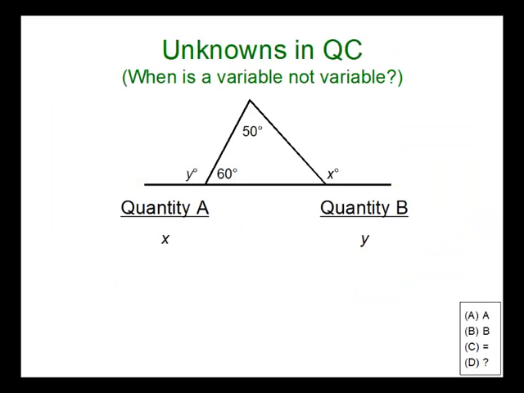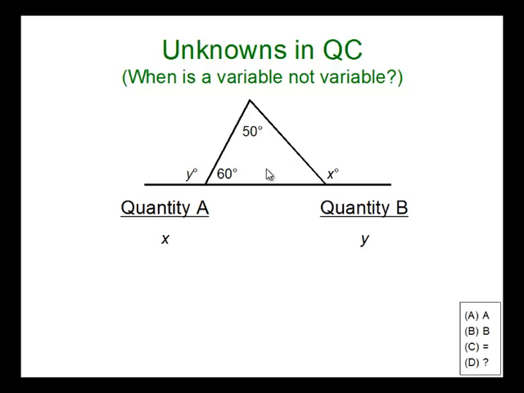Now, there are some QC problems where it looks like you've got a variable, and up to now, we've just been throwing numbers in. But here we've got a picture to work from. And these variables actually were not free to pick. Let's take a look at why.